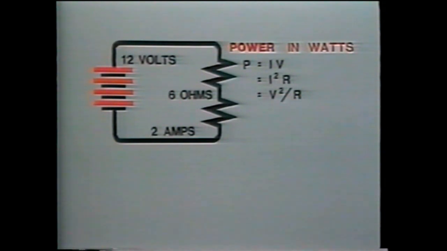In our example, the circuit power consumed could also have been calculated using P equals V squared over R, which is equal to 12 volts squared divided by 6 ohms, which works out to be 24 watts, or P equals I squared times R, which equals 2 amps squared times 6 ohms, which works out to be 24 watts. In each case, the results are identical. Power consumed is equal to 24 watts.